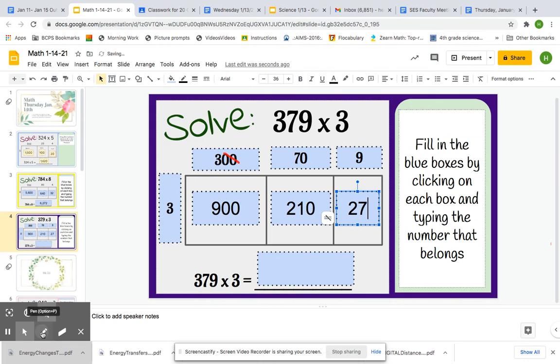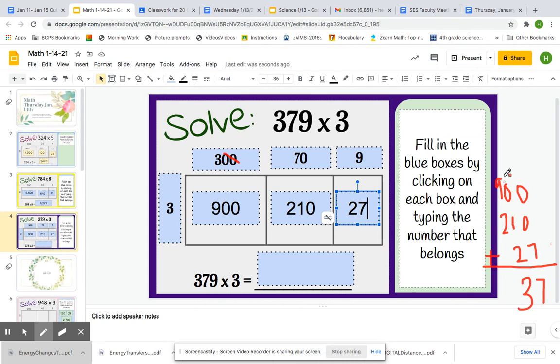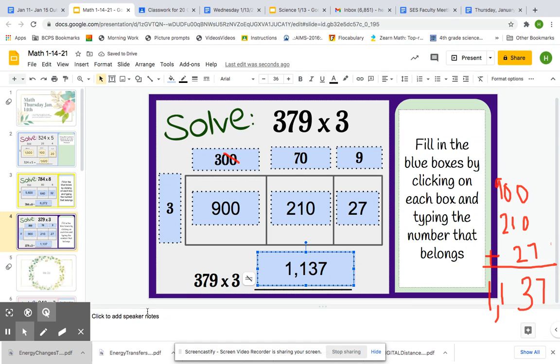So now I'm going to add them all together. Line them up. 900, 210, and 27. Remember, you need your scratch paper to work this out. 0 plus 7 equals 7. 1 plus 0 is 1. Plus 2 is 3. 9 plus 2 equals 11. So I have 1,137. 1,137.